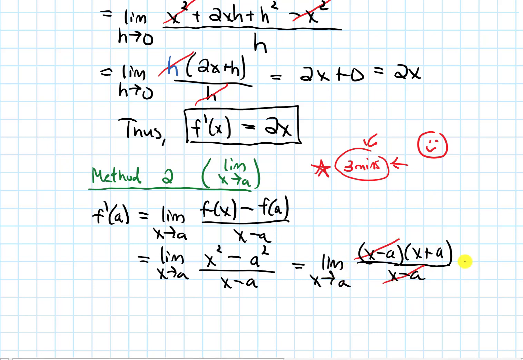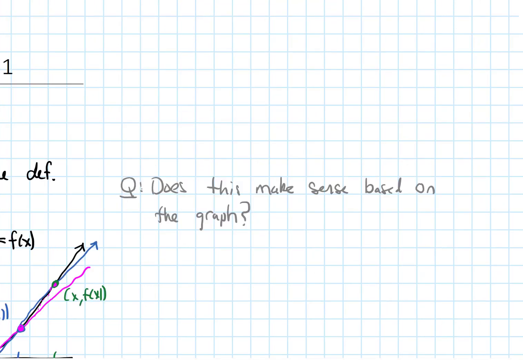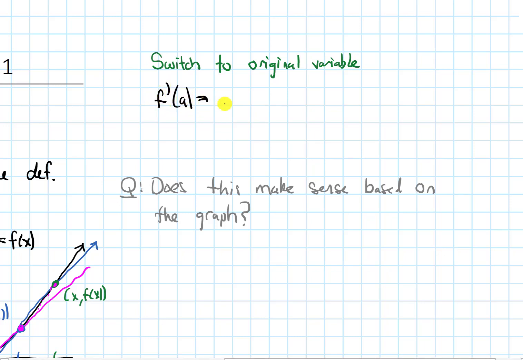And now we are good to plug in. So for that x, I get to plug in a, which gives me a plus a, which is 2a. And that's good because it looks like the 2x. It's just we have now taken the derivative at a. So it makes sense that we are getting 2a rather than 2x here. So when we do a problem using this x approaches a definition, we have to remember what the original variable was, which was x. So at the end, we are going to switch to that original variable. So we're just going to change those a's to x's. We had f prime of a equals 2a, and if we switch it, we'll get f prime of x equals 2x, and that is our derivative.